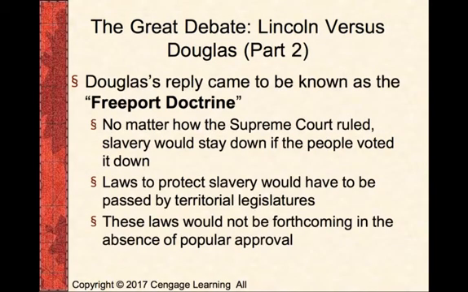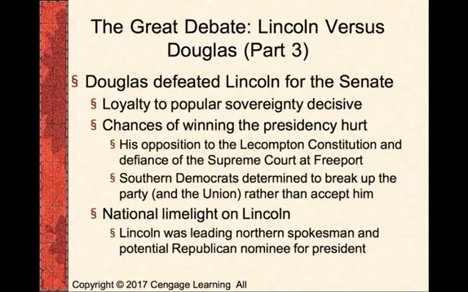Douglas's reply came to be known as the Freeport Doctrine, that no matter how the Supreme Court ruled, slavery would stay down if the people voted it down, and that the laws to protect slavery would have to be passed by territorial legislatures. Those laws would not be forthcoming in the absence of popular approval. Therefore, slavery would disappear.